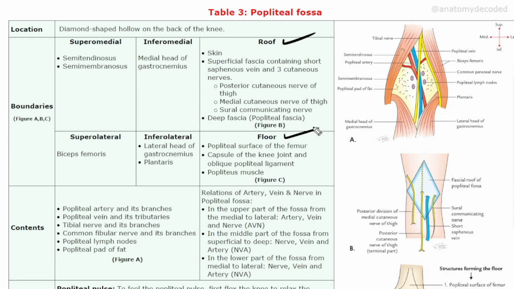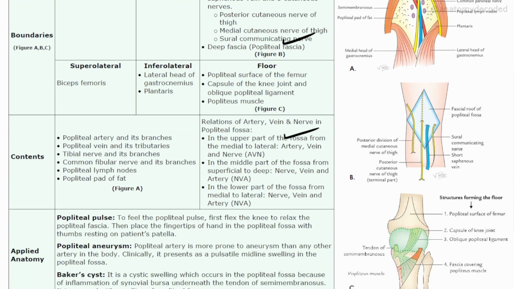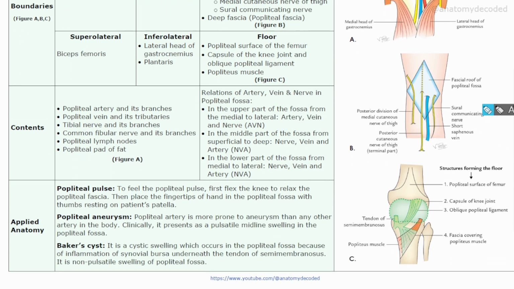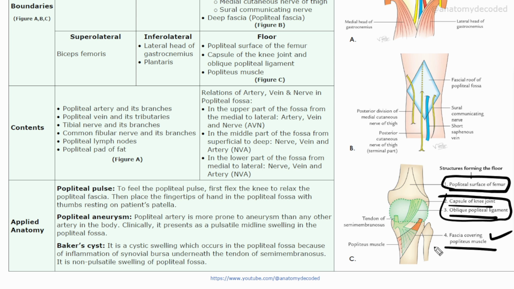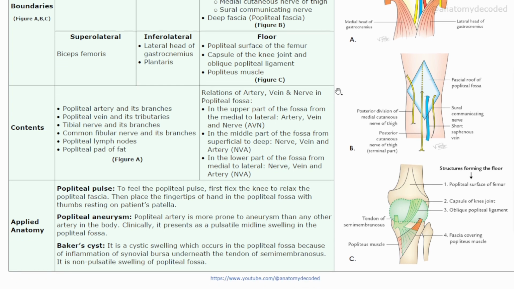Then the floor of popliteal fossa is formed by three structures from superior to inferior. Let's try to identify it in this diagram. Look at this diagram carefully. In the upper part there is the popliteal surface of femur. Then there is the capsule of knee joint which is supplemented by the oblique popliteal ligament. These two together we can remember. And there is the fascia covering popliteus muscle and the popliteus muscle itself. So all these structures are forming the floor of popliteal fossa, as mentioned here.